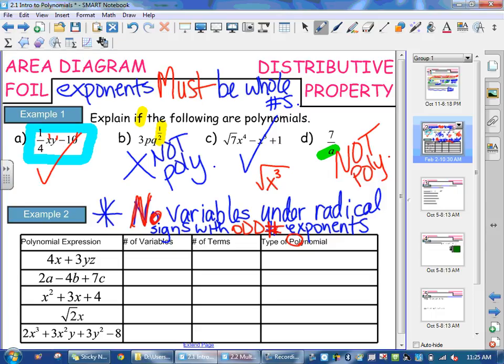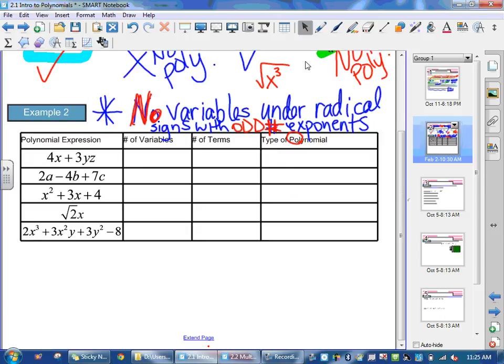So, let's take a look at this one. Let's go on our chart here. All of these, they're telling us, are polynomials. Okay, they fit every description. They fit all the conditions. Okay, if we take a look, all of our exponents are not fractions or decimals, and they're not negative. If we take a look at the root sign here, the x is not under the root sign, so it's okay. Now let's take a look at number of variables. Okay, the number of variables. And we're going to talk about the number of terms as well.